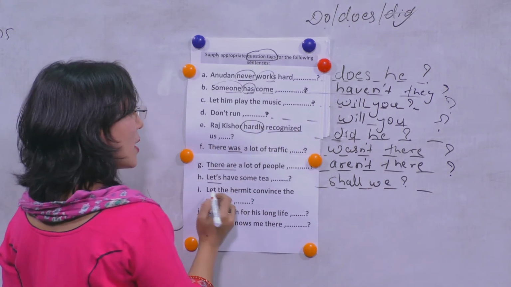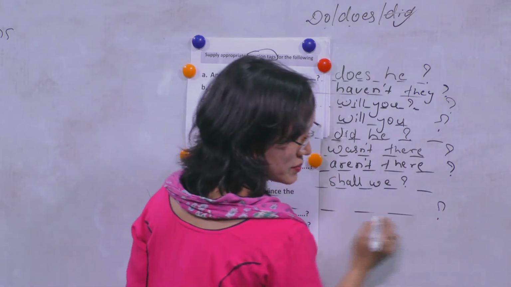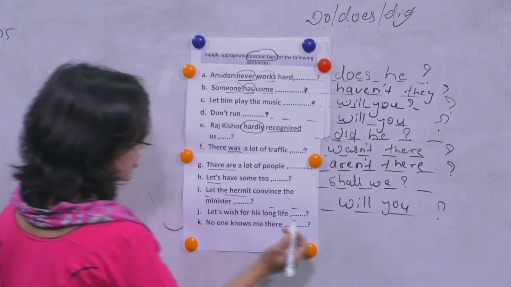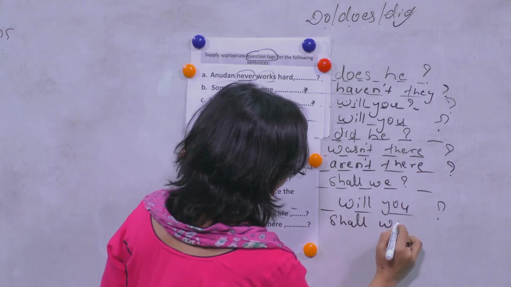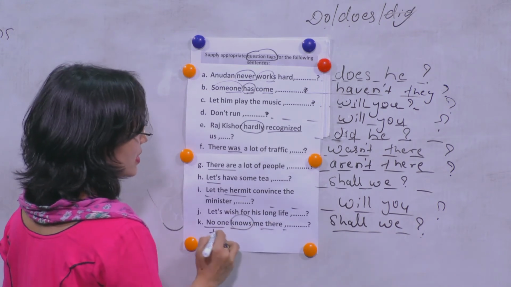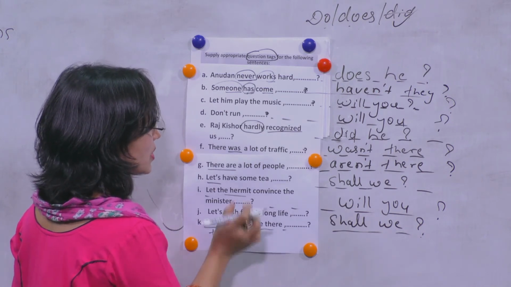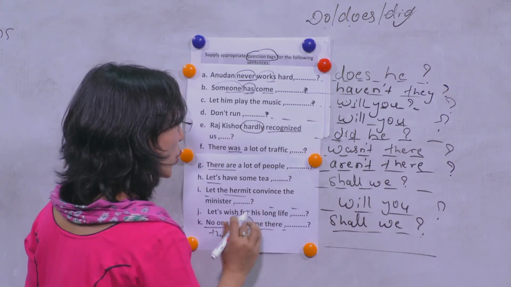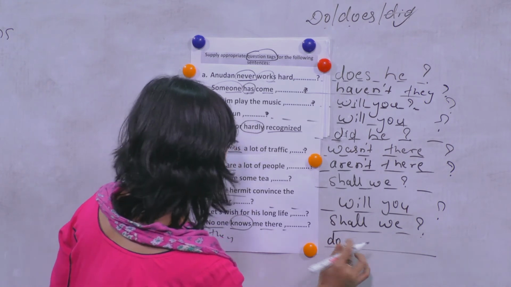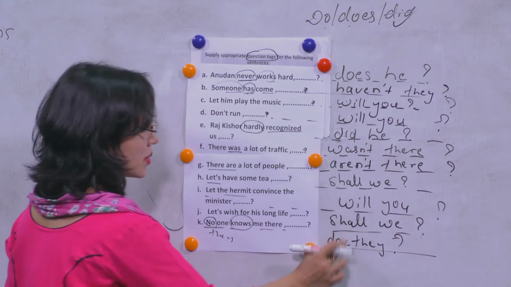And the last one is let the hermit convince. Will you? Okay, and let's wish. Shall we? And the last one, no one knows me there. No one, it's they. Now there is no auxiliary there. The correct form of auxiliary is do. Okay, do they. Why do they? Because it is a negative affirmative.